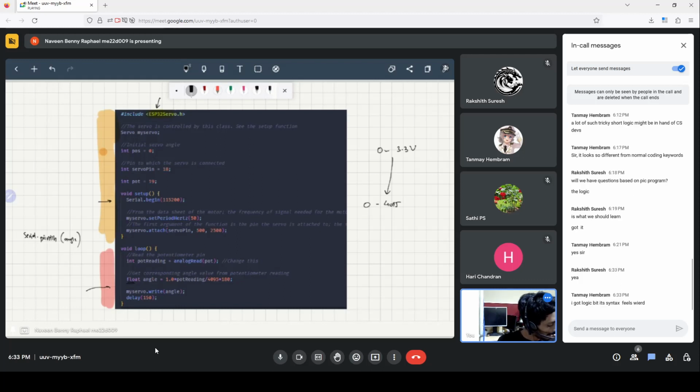If you read the comments at different places, I'd written this in a manner that the students had to edit the program themselves, and that's why the comments read as follows, like, read the potentiometer pin. Initially I'd written potential reading equal to 0, and they are expected to change it and find what to write here and things like that.